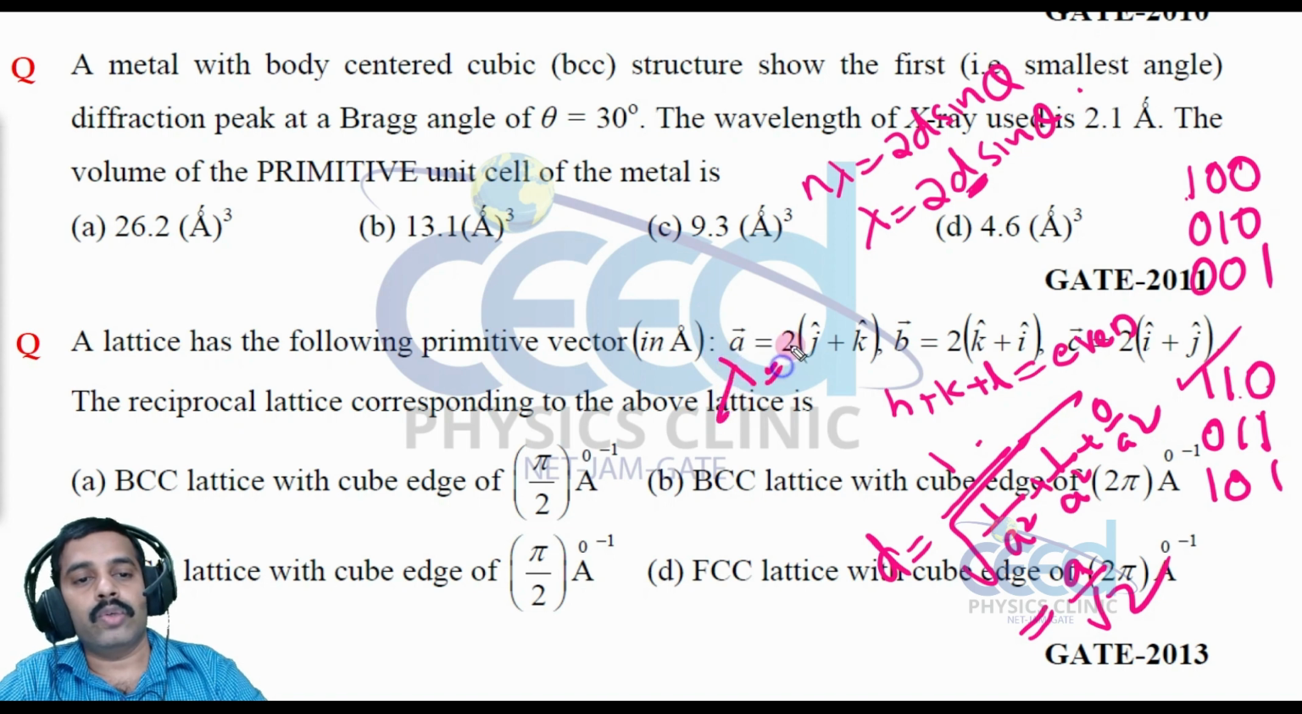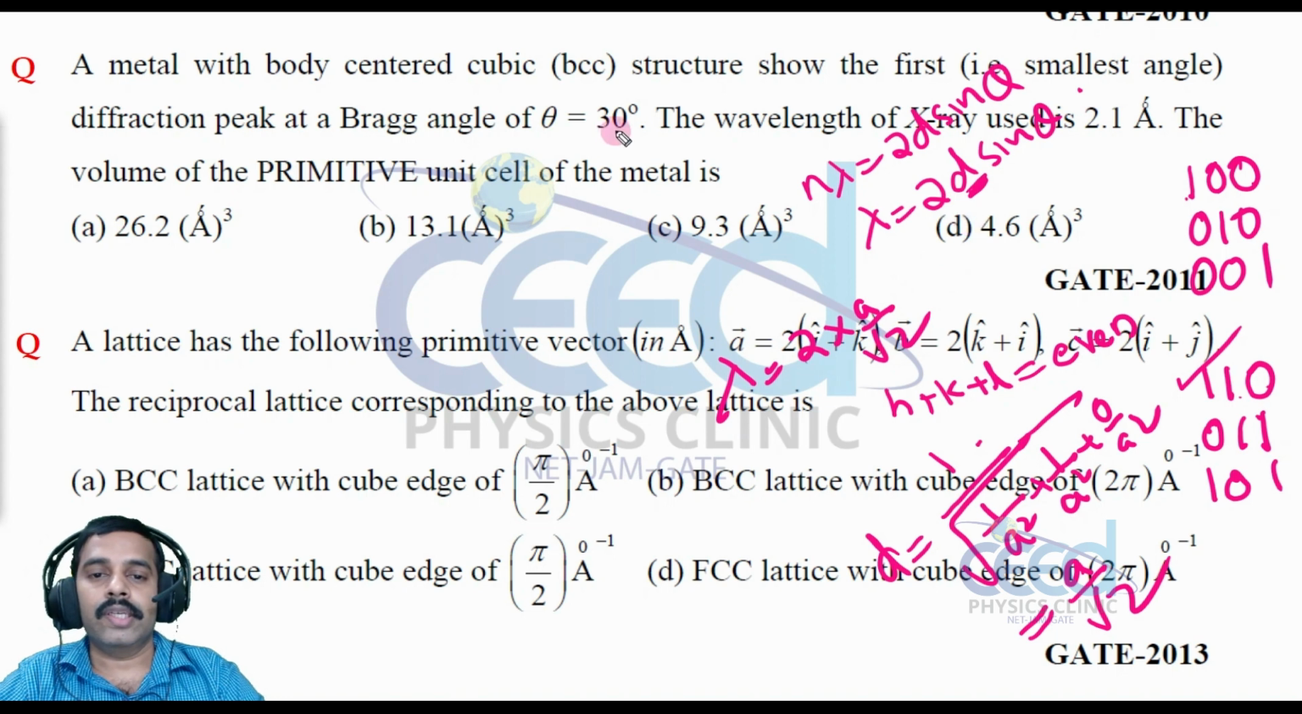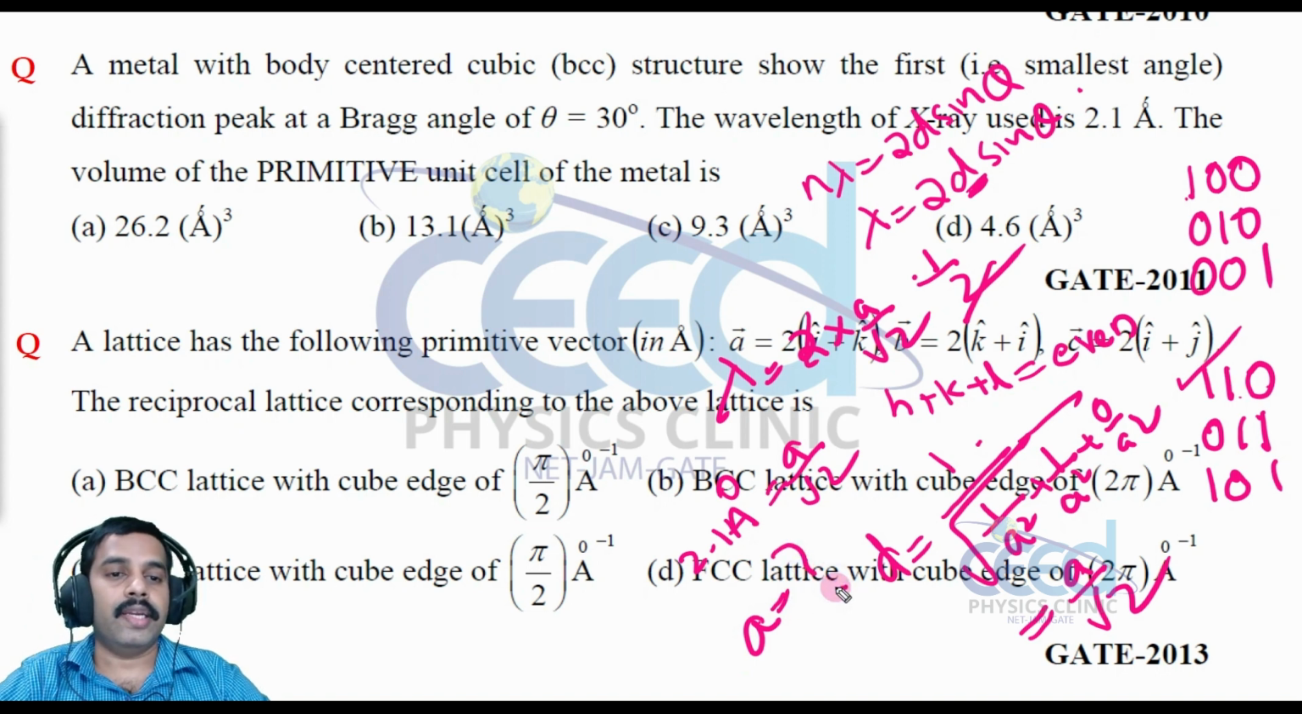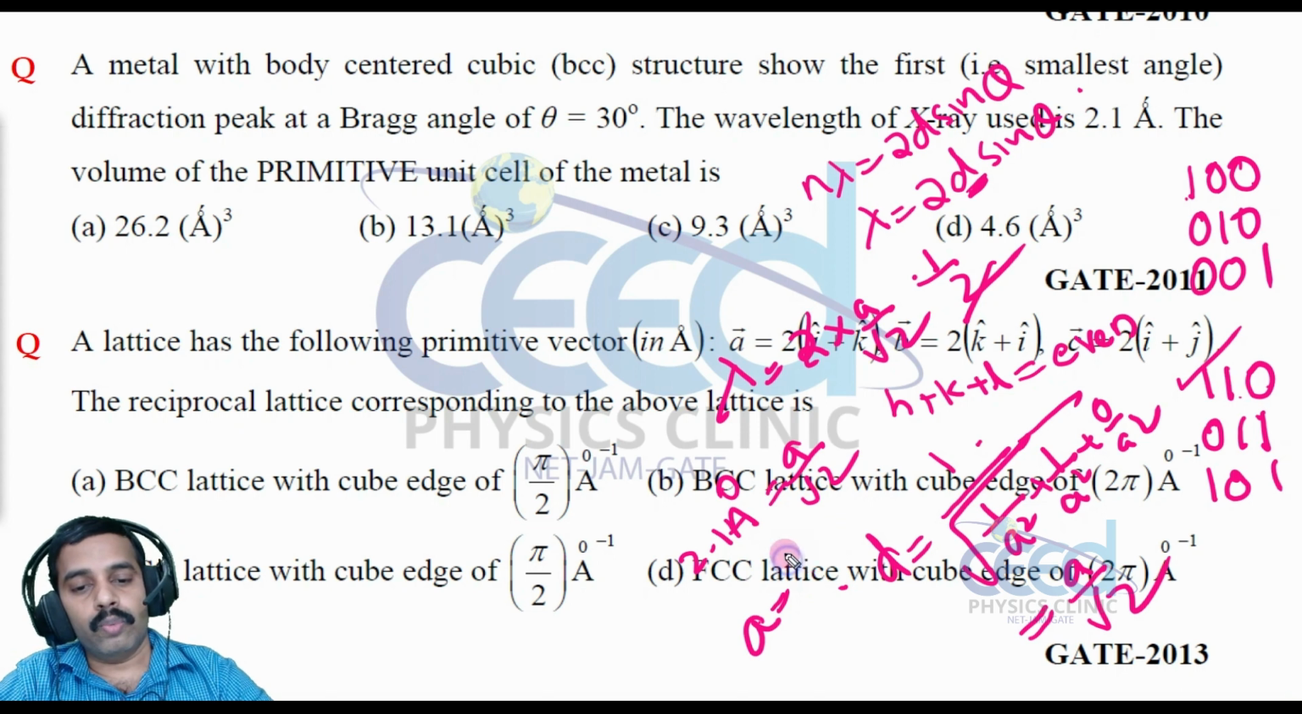So lambda is equal to 2 into a by root 2 into sine theta. Theta is given as 30 degrees, so sine theta is 1 by 2, right? So from this we are able to calculate a. Lambda is given, the wavelength of X-ray, that is 2.1 Armstrong, equal to a by root 2. So from this we can calculate a, which is equal to 2.1 root 2 Armstrong.